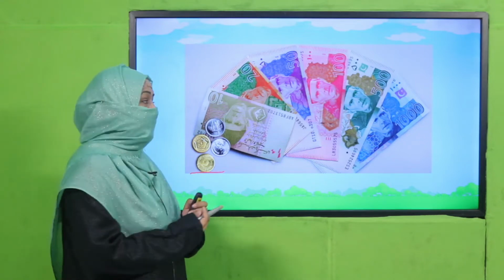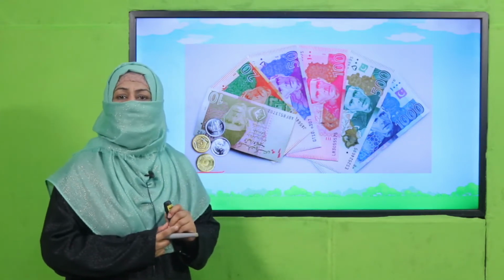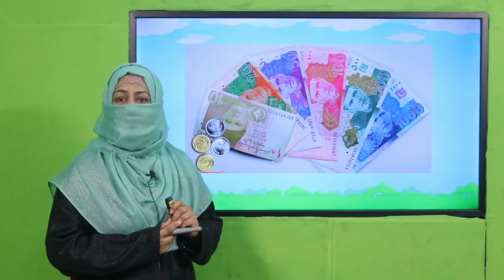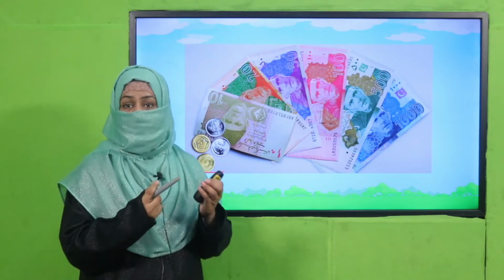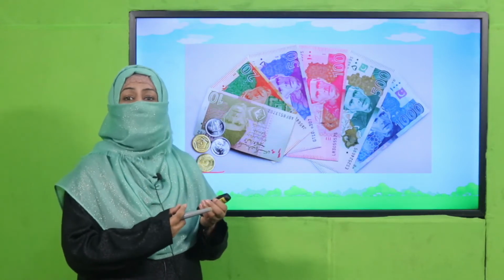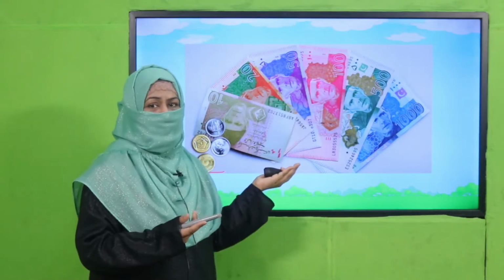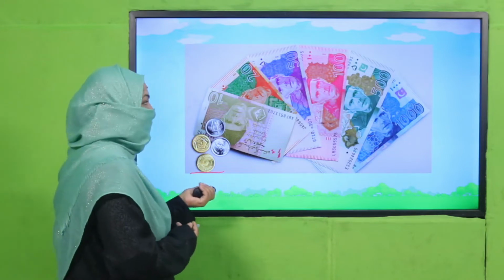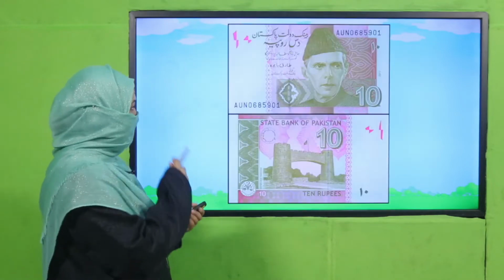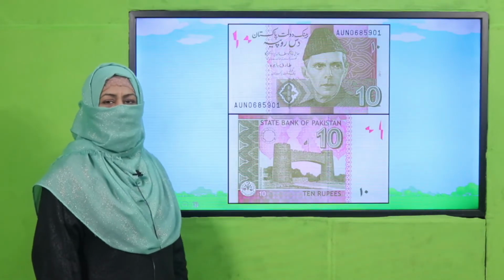Now, beta, we should know the value of money, because if you are going to buy something, definitely it has a cost, it has a price. So how much do we have to pay for that? We should know which note has what value, okay? So we are going to learn it. A few you might have learned already. So what is the value of this note?